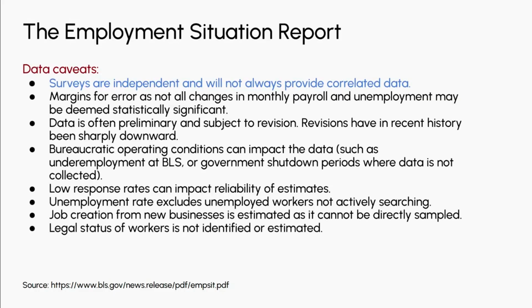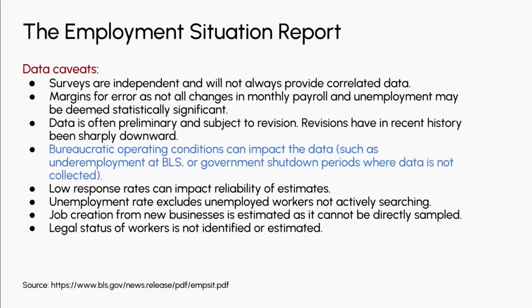There are some important caveats to note before using the data from this report. The CPS and CES surveys are conducted independently using different samples and methodologies, so their estimates can diverge. There are margins for error, as some changes in monthly payroll and unemployment rates may not be deemed statistically significant, and thus not included in the numbers. Data is often preliminary and subject to revision. Perhaps the revisions will shrink over time, but they are inevitable to a certain extent.